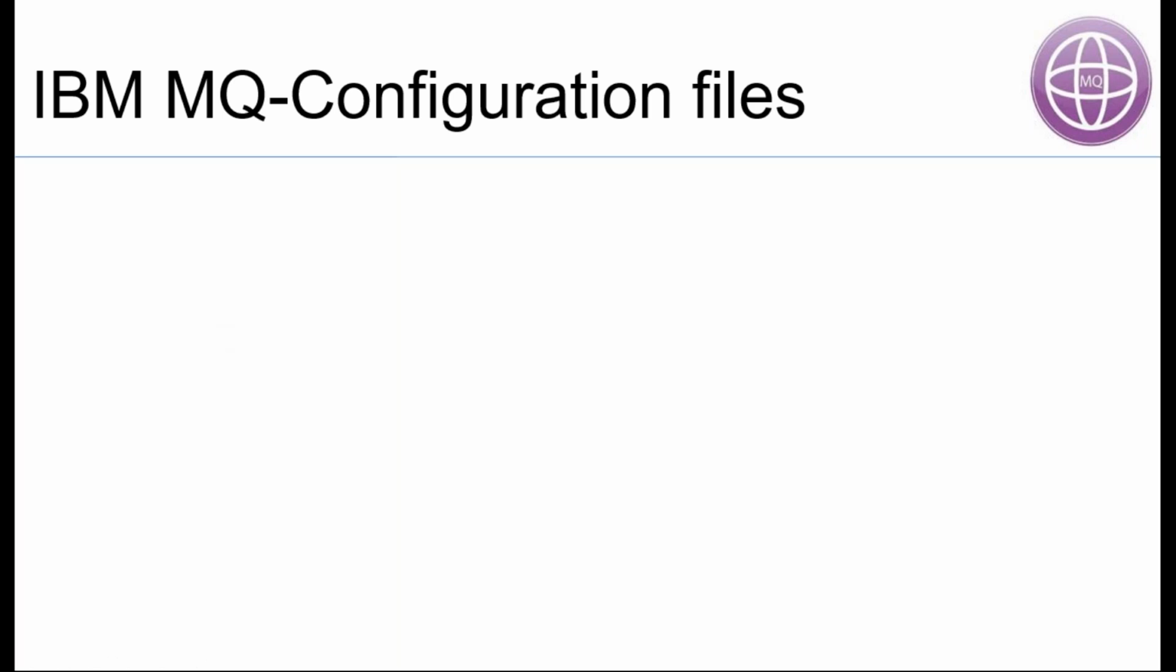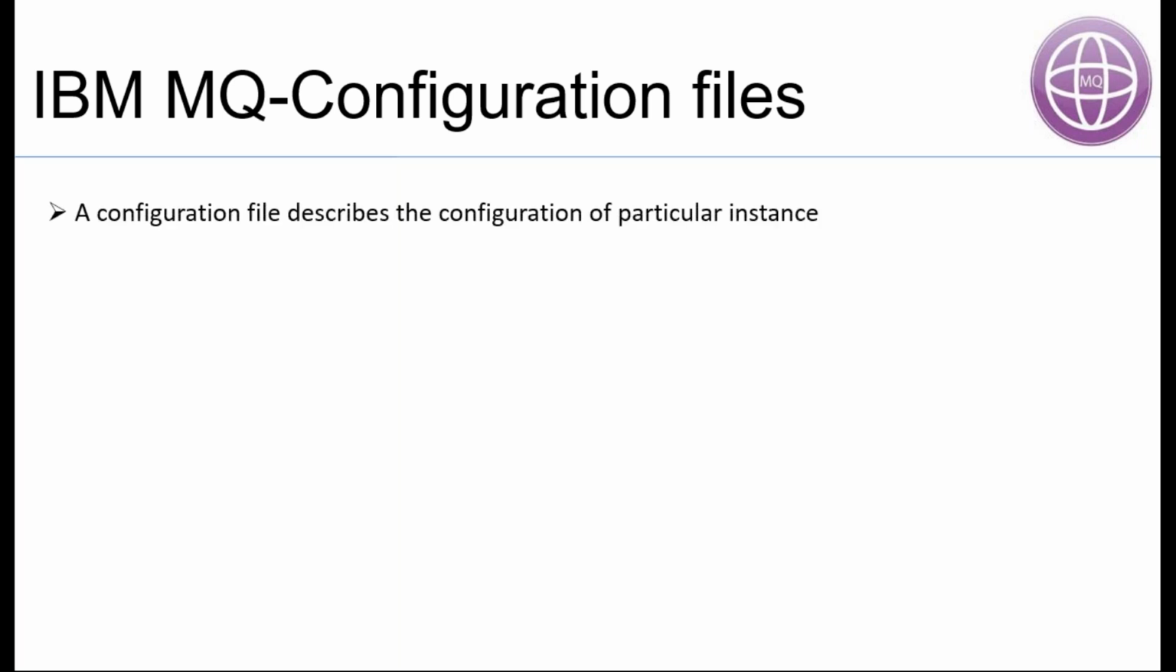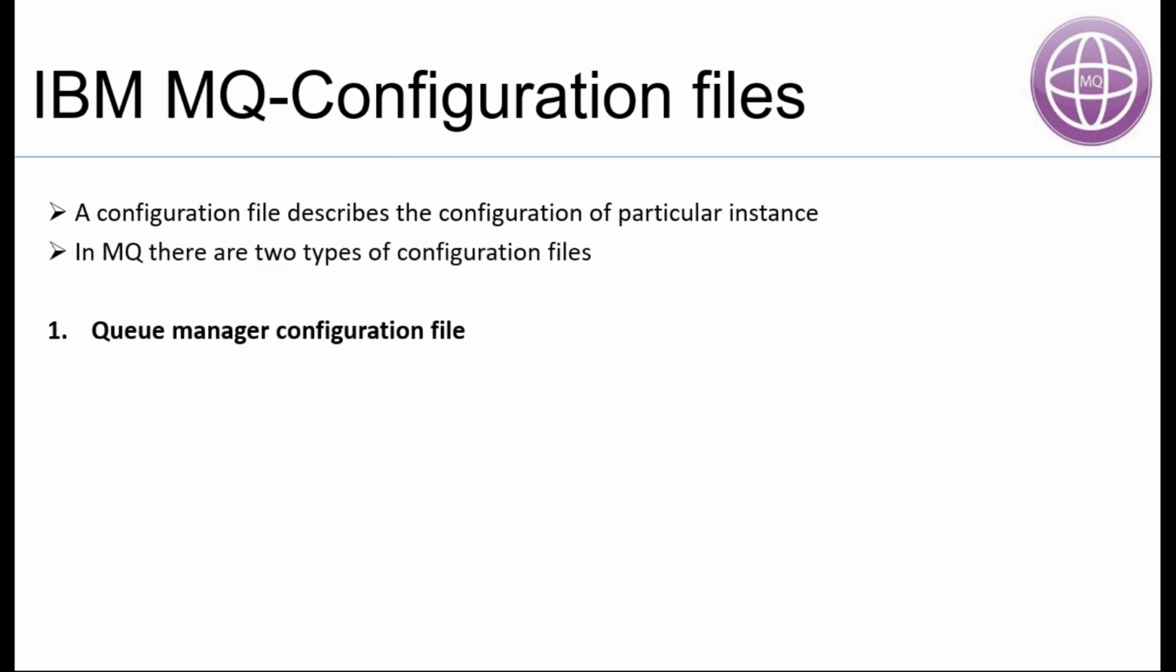So by seeing this configuration file, we can come to a judgment how this instance has been configured. That kind of idea we are going to get. The same way in MQ, we have configuration files. A configuration file describes the configuration of a particular instance. In MQ, there are two types of configuration files: the queue manager configuration file and the MQ configuration file.